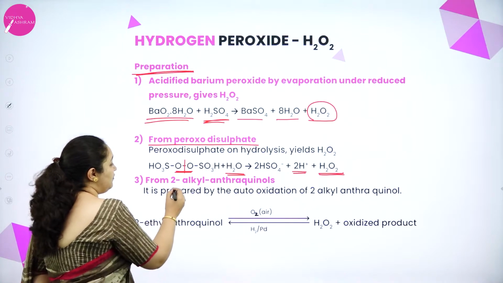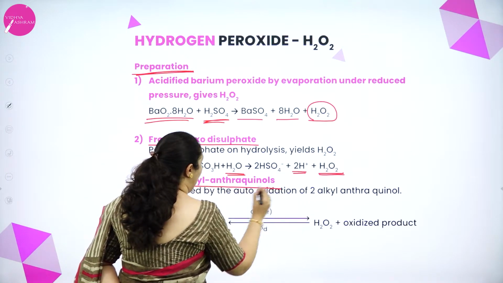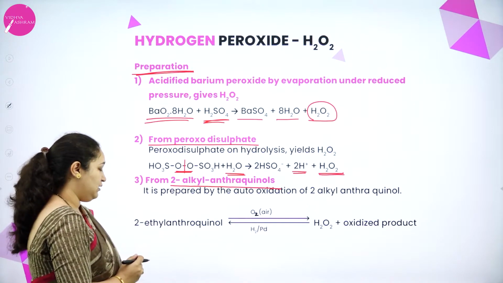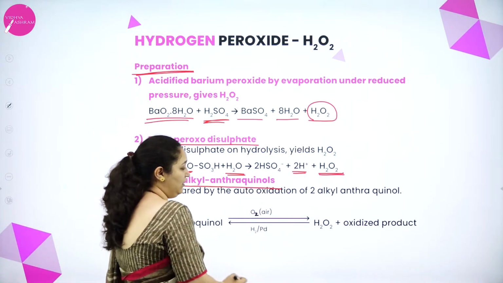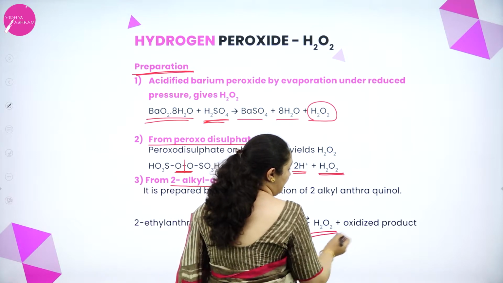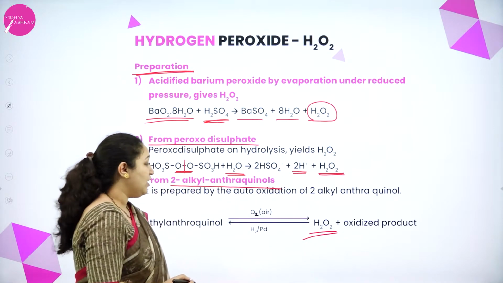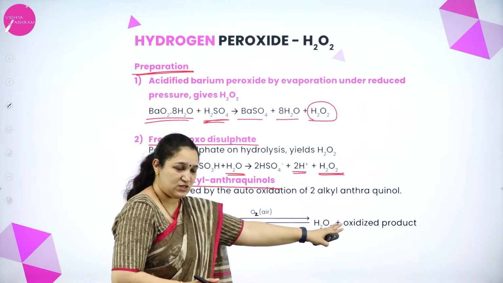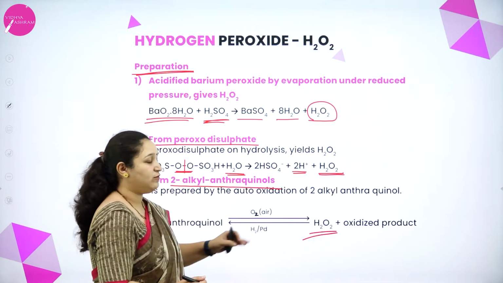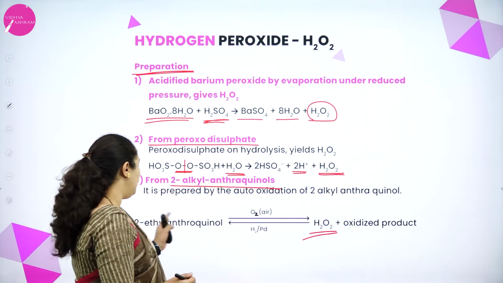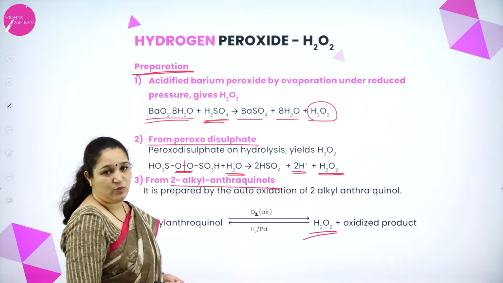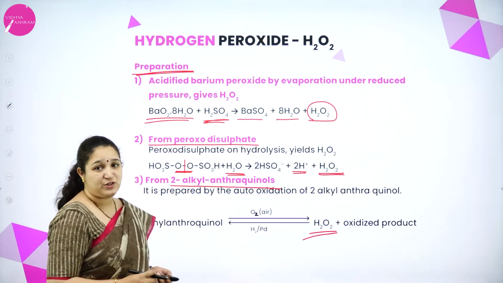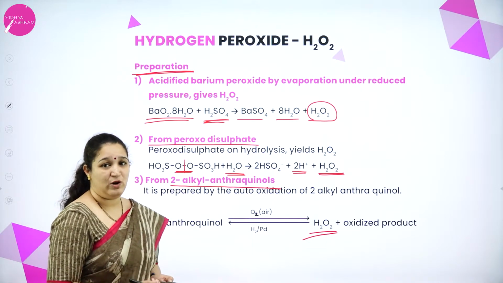Next method is from 2-alkyl anthraquinols. So you take 2-ethyl anthraquinol, treat it with air, you will get hydrogen peroxide and oxidized product. For the reverse reaction, from hydrogen peroxide with the oxidized product, you have to use hydrogen with palladium, you will get 2-ethyl anthraquinol. Okay. So that's about the preparation of hydrogen peroxide.